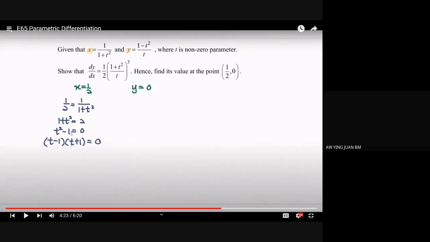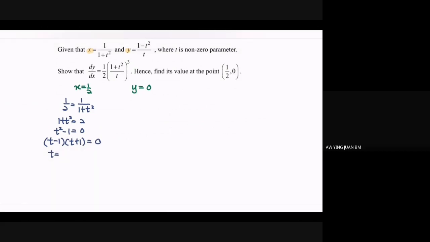So the value of t will be equal to 1, t will be equal to negative 1. Next, we are going to substitute the value y equals to 0. So in here, we will have 0 equals to (1 minus t squared) over t. So 1 minus t squared is equal to 0. So (1 minus t)(1 plus t) equals 0. So finally, t equals 1, t equals negative 1.